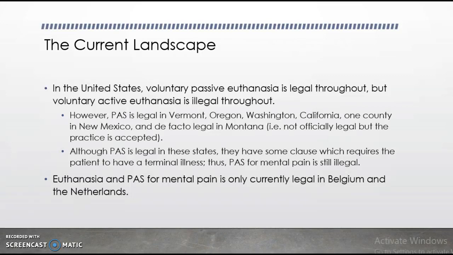But physician-assisted suicide has become legalized in Vermont, Oregon, Washington, California, one county in New Mexico, and de facto legal in Montana, which essentially means no one prosecutes people who do it. But physician-assisted suicide isn't legal for mental pain anywhere in the United States because most of these states have a legal clause which requires the patient to have a terminal illness. So if you want euthanasia or physician-assisted suicide for mental pain, your only options are Belgium and the Netherlands.